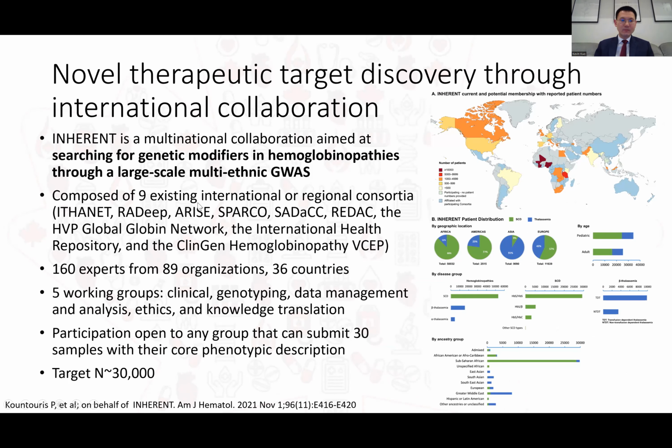As a result, INHERENT is a multinational collaboration aimed at searching for genetic modifiers in hemoglobinopathies through large-scale multi-ethnic GWAS. It is composed of 9 existing international regional consortia with 160 experts from 89 organizations and 36 countries. It consists of 5 working groups: clinical, genotyping, data management and analysis, ethics, and knowledge translation.